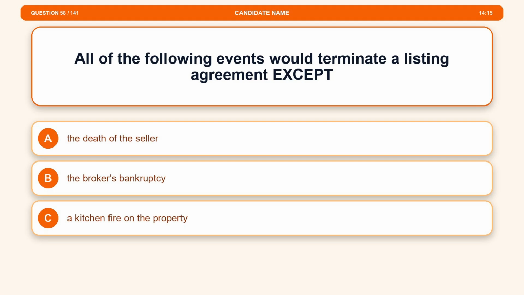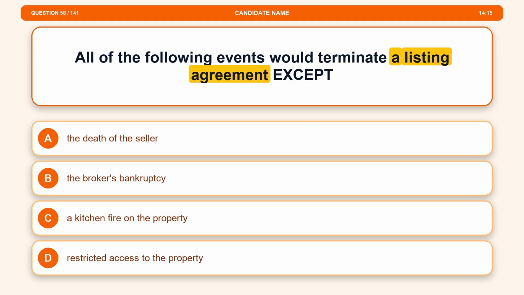Question 58. All of the following events would terminate a listing agreement except option A, the death of the seller. Option B, the broker's bankruptcy. Option C, a kitchen fire on the property. Option D, restricted access to the property.